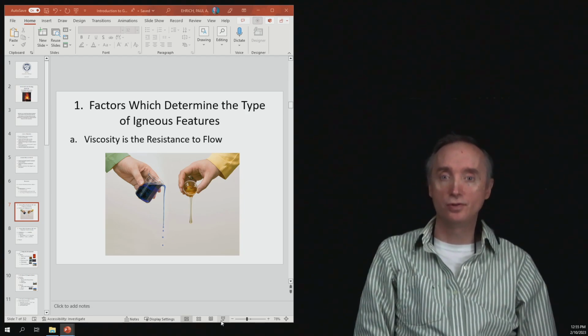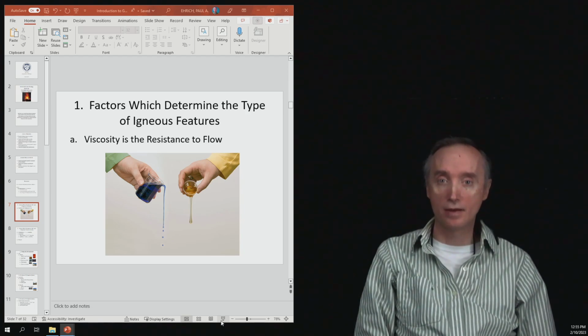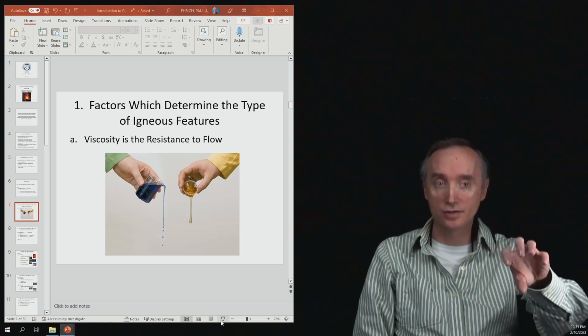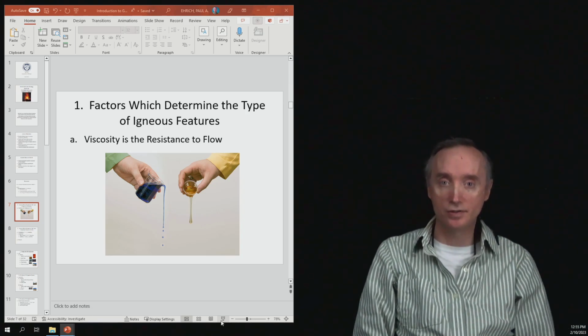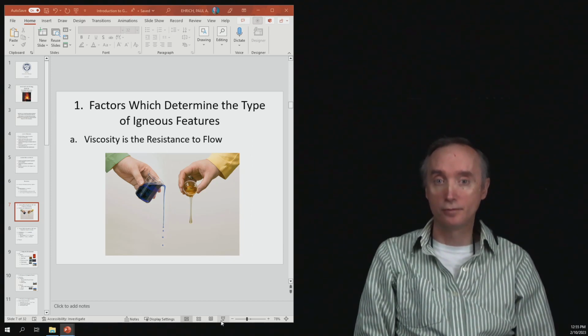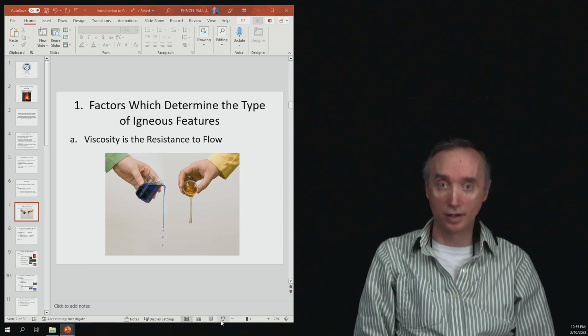I want you to think about water versus molasses. Water is very runny. When you pour out some water, it comes out very easily. But on the other hand, maple syrup is going to be very viscous. It's not going to be runny.